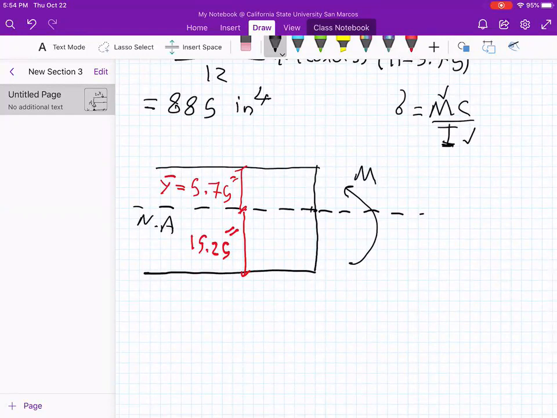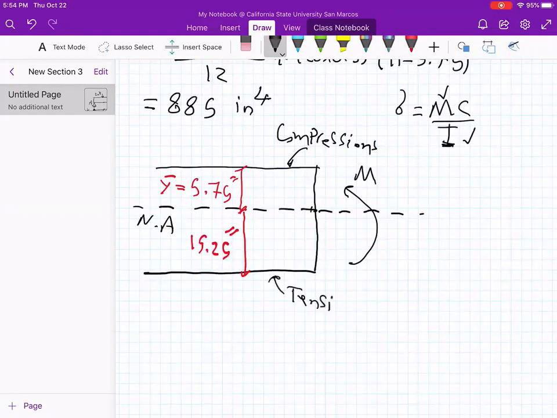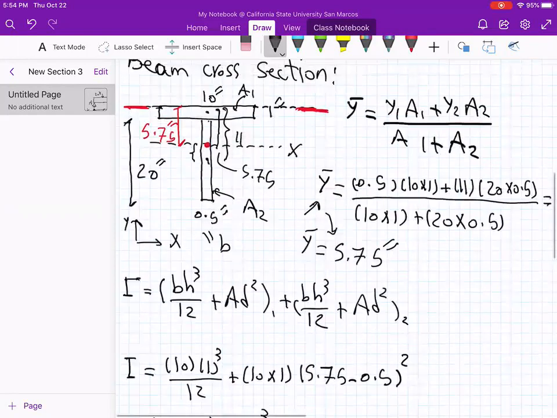Now, as we said before, with this moment, the top is under compression, right? If you remember the lectures before. And it should be 15.25, because the total length would be 21, 20 plus 1 inch. And this is tensile. What does the NA stand for? Neutral axis, the axis from the center.